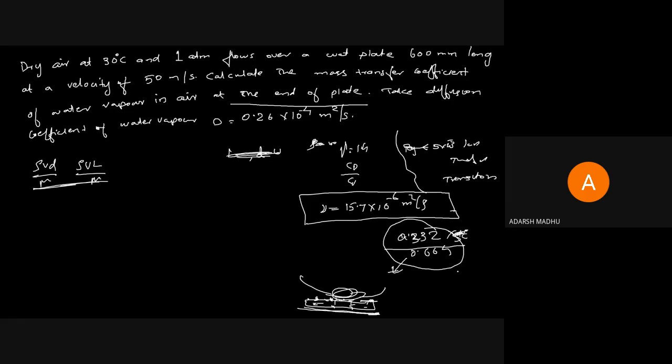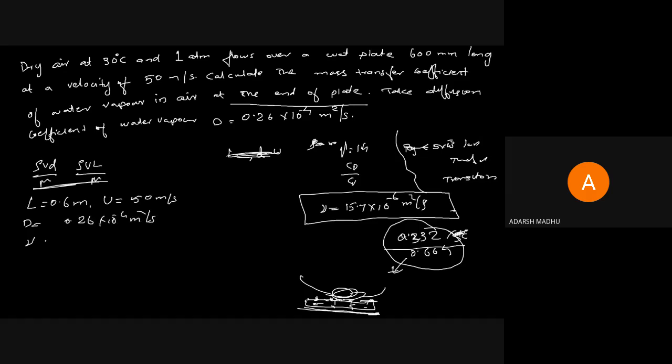to 600 mm. That is 0.6 meter. So here the given values are length equal to 0.6 meter, velocity u equal to 50 meter per second, and the d value, the diffusion coefficient value, is 0.26 into 10 power minus 4 meters square per second.